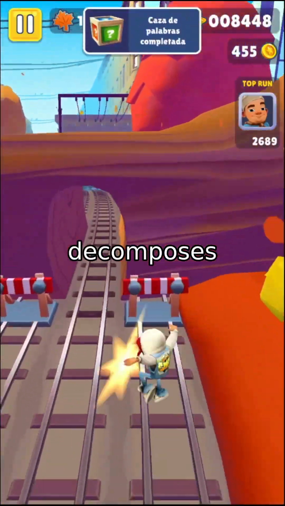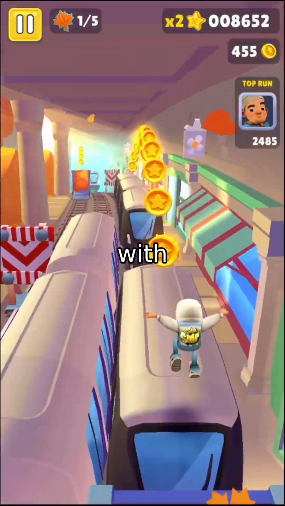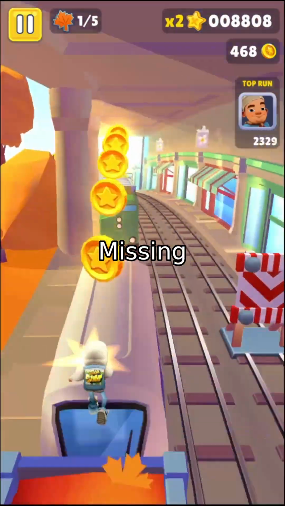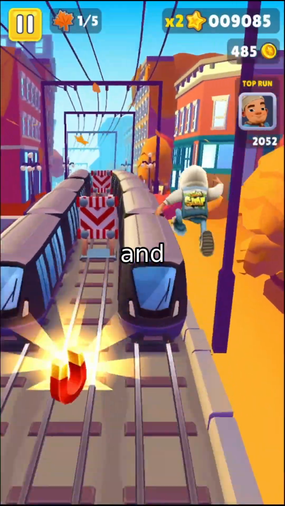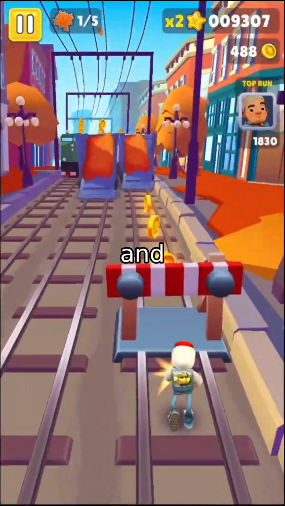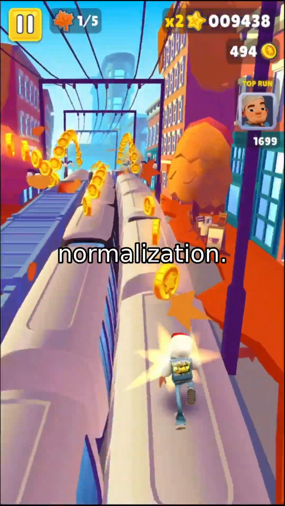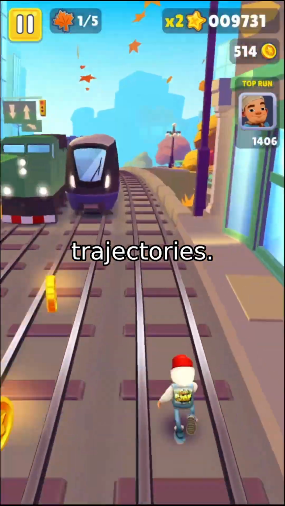The extractor decomposes every character into 5 local components, 4 limbs and a torso-head segment, with at most 2 joints per component. Missing joints are handled via zero padding and valid masking. To remove scale and translation ambiguity inherent in monocular footage, the root is anchored to 0, and the remaining joints undergo global L2 normalization. The output is a standardized sequence of local sparse 2D joint trajectories.